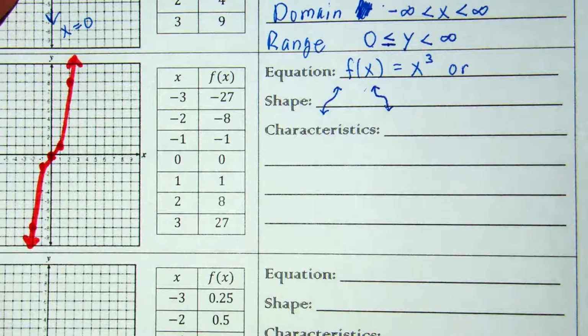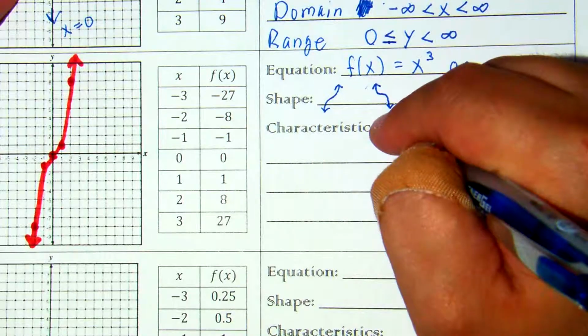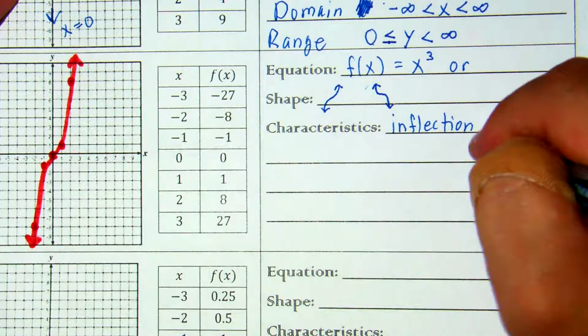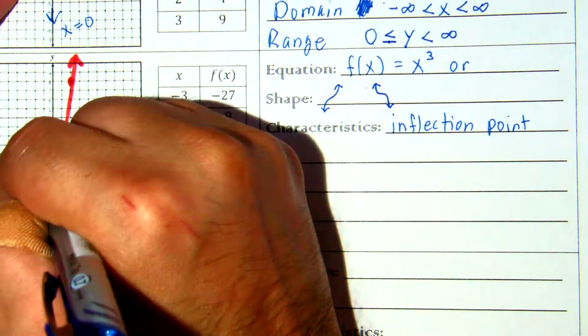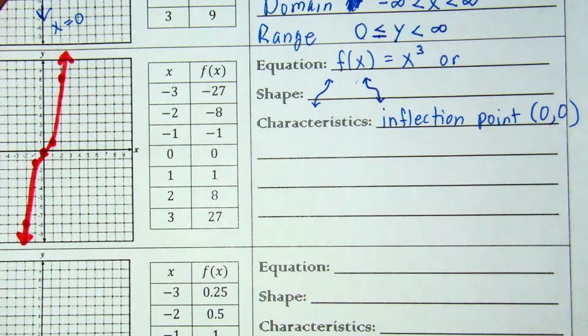Alright, so our characteristics. This has something special. It's called an inflection point. It's nothing that we'll go into in great detail. But the inflection point is right here where it kind of curves. It's going up, it curves, but it still goes up. And that's a special point in mathematics that we study later on. Most people will see that in calculus.